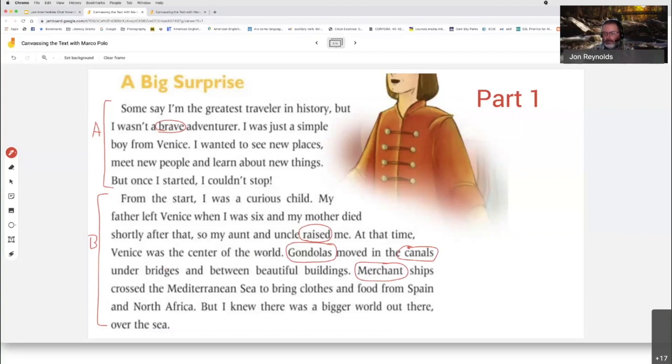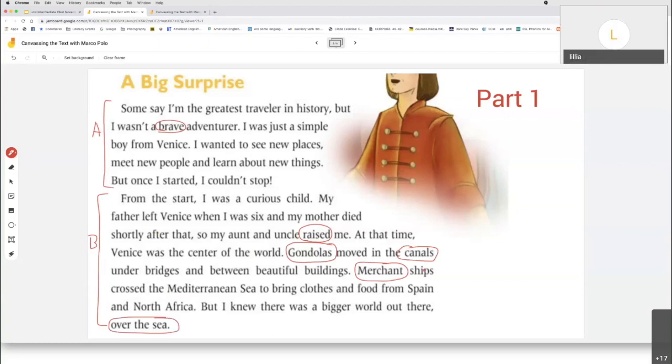3, 2. Okay. Over the sea. Say it again. Over the sea. Last one. Okay, the last part. Okay, I'll circle that. All right, excellent.